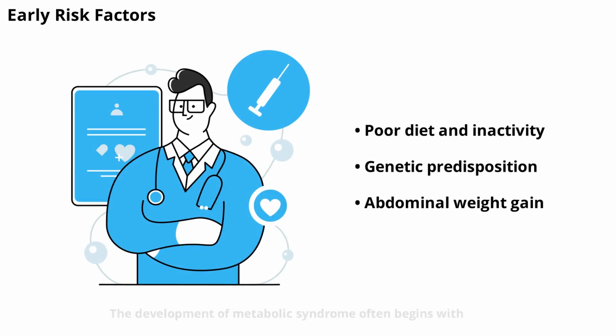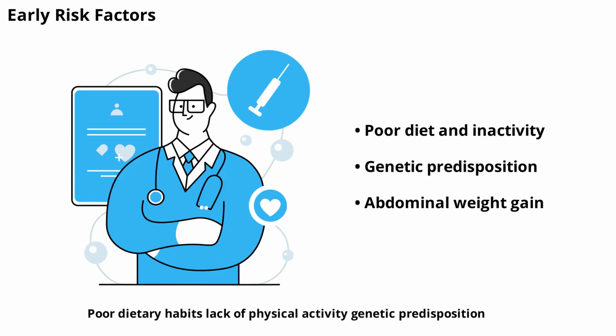The development of metabolic syndrome often begins with the accumulation of risk factors in early adulthood. Poor dietary habits, lack of physical activity, genetic predisposition, and weight gain, especially around the abdomen, are common contributors. These factors may not cause immediate symptoms, but over time, they set the stage for metabolic changes that can lead to the syndrome. Early identification of these risks is essential for prevention.